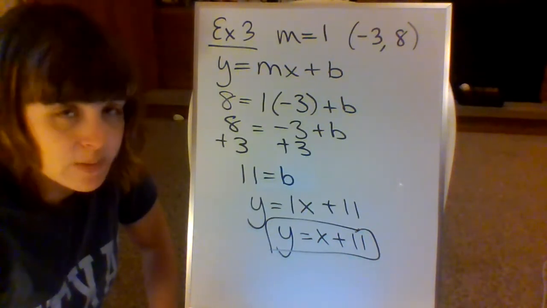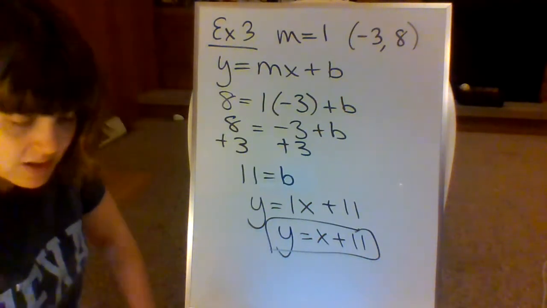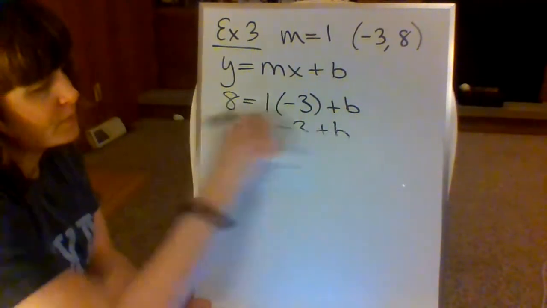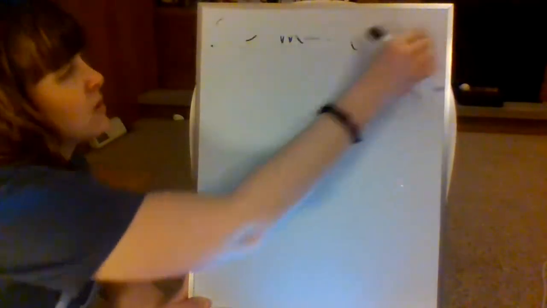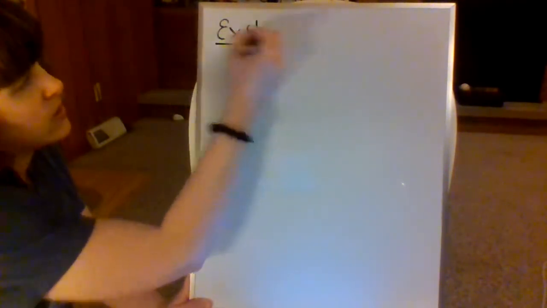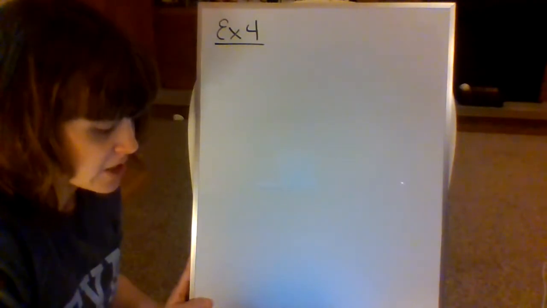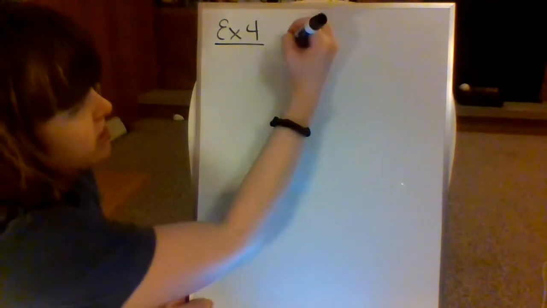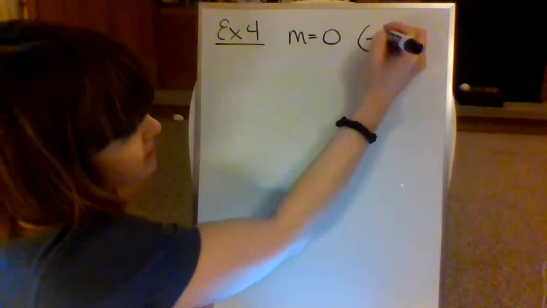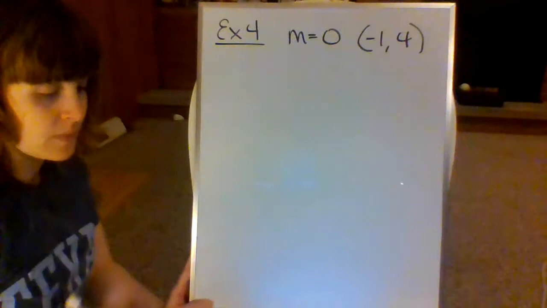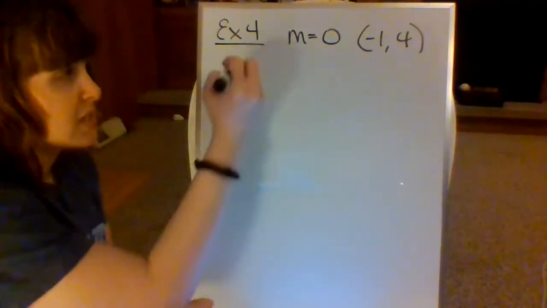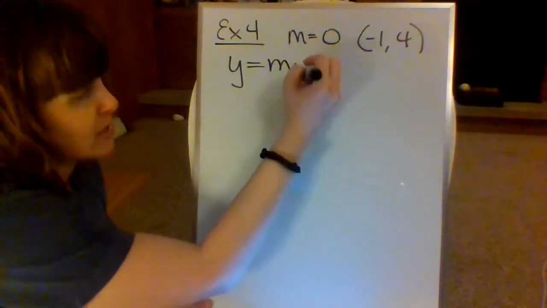Now, the last two problems are special cases, so they're not quite like these two were. Example 4 says, write the equation of the line whose slope is 0 and passes through negative 1, 4. So the slope is 0 and it passes through negative 1, 4. We can go ahead and try to set this up the way that we've been doing. So we have y equals mx plus b.